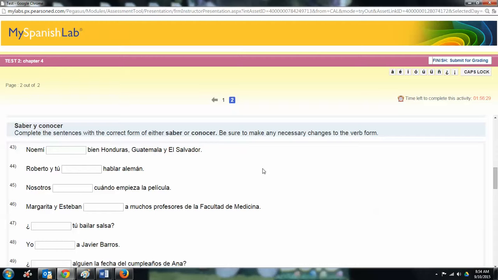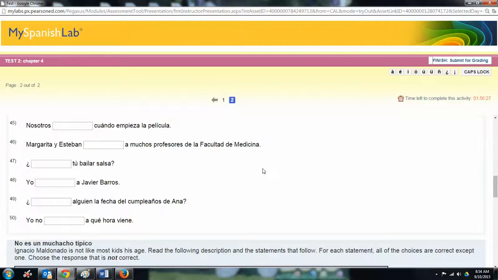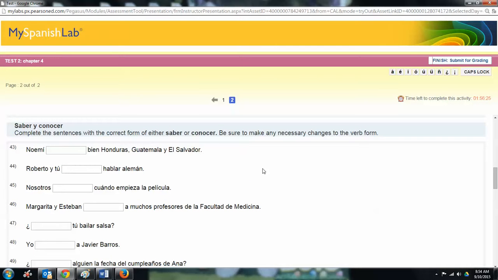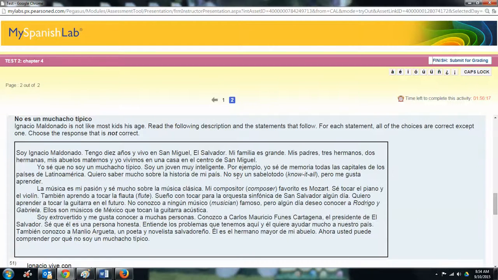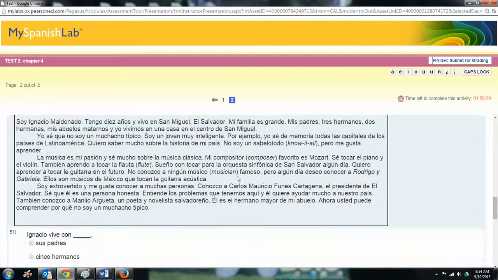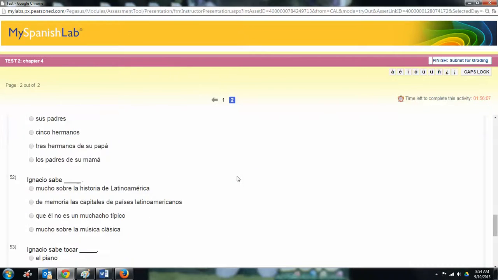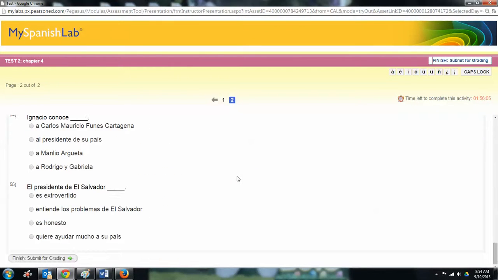Here, saber or conocer, you read these sentences, decide whether or not you want saber or conocer, and then conjugate it correctly for the subject of your sentence. Remember that the subject of your sentence tends to come before the verb in a statement and after the verb in a question. And then you have a reading section. You're going to read this little paragraph about Ignacio Maldonado, and then you're going to answer the questions based upon what you've read, and that's it.